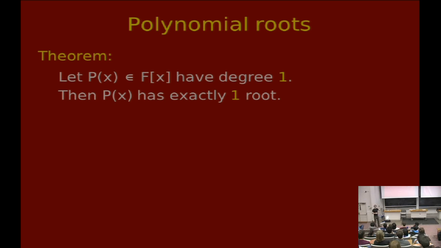Okay, here's a very easy theorem. It's not the most impressive theorem. Let P(x) be some polynomial which has degree 1. Then P has exactly 1 root. That's an easy theorem, which we'll now prove.